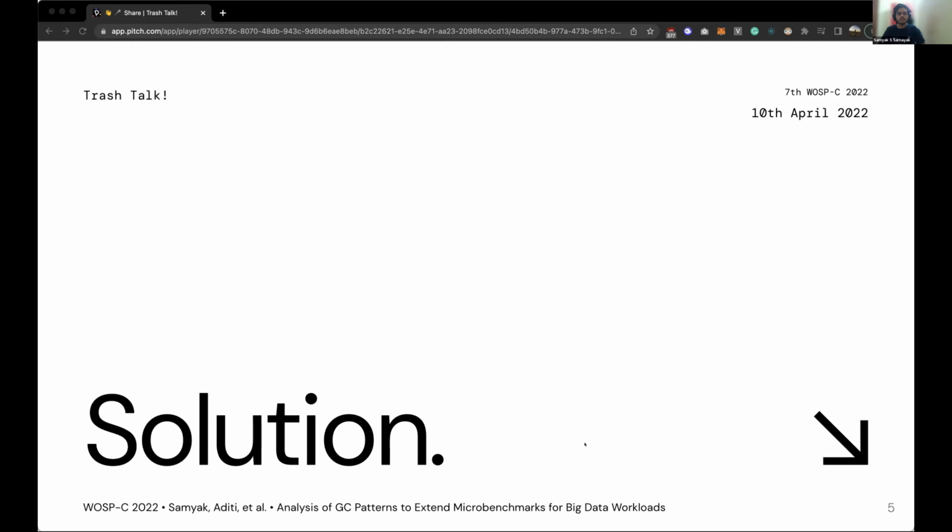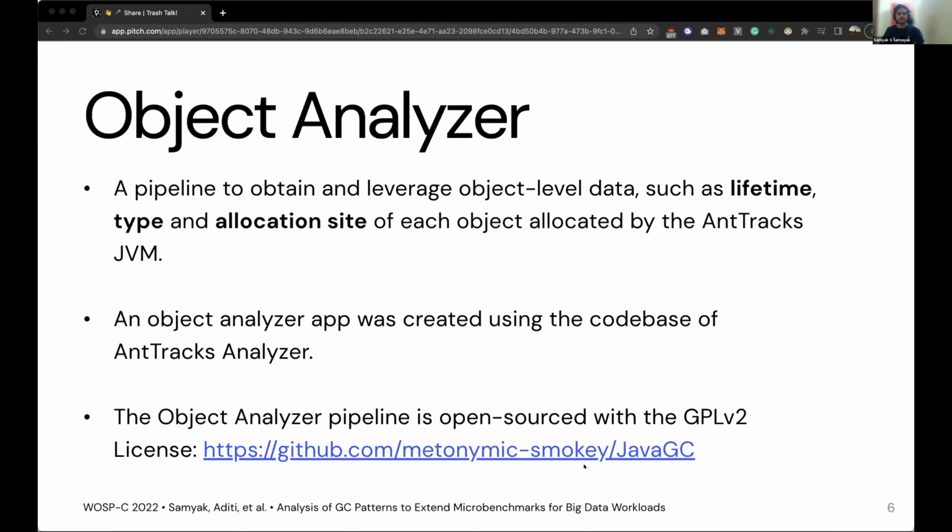So what's the solution to this gap in profiling of Java programs? We have built an object analyzer pipeline to extract object level data from any Java program. For every object, the pipeline provides the lifetime, which is the time difference between when the object was allocated and when it was collected, the type, which is just the class of the object, and the allocation site, which is the line of code where the object was allocated.